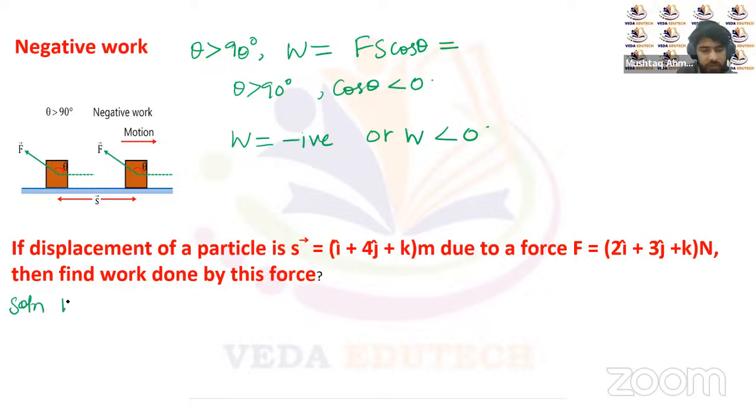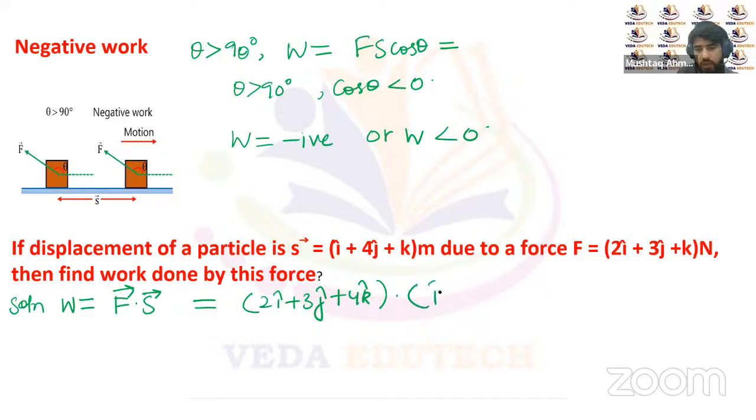Work done is equal to F vector dot S vector. This is the work done, right? So F vector is given as 2i cap plus 3j cap plus 4k cap, dotted with i cap plus 4j cap plus k cap.